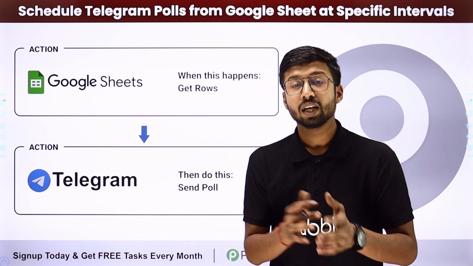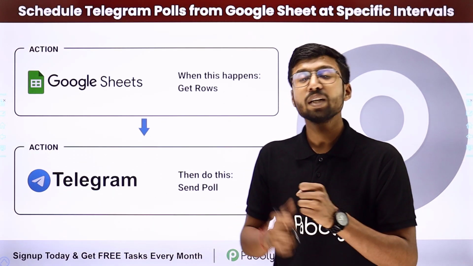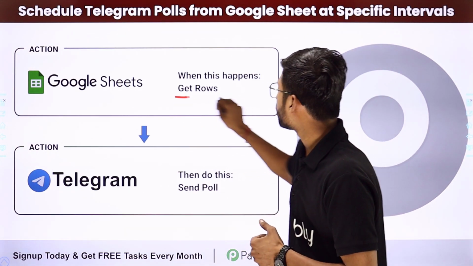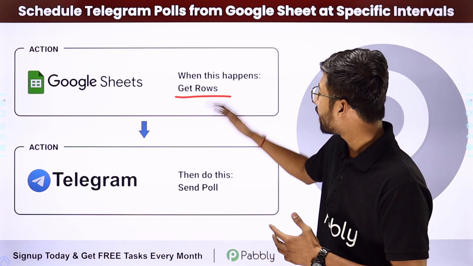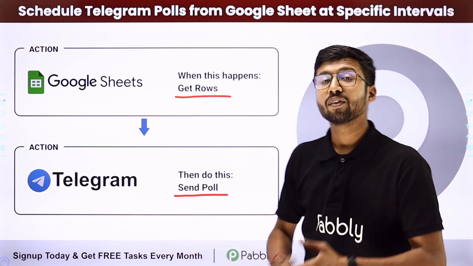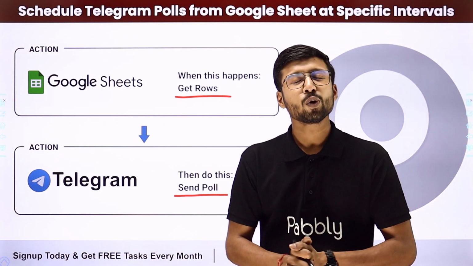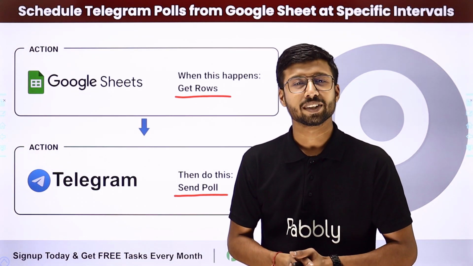So in this automation, for example, if you have a time interval of 15 minutes, so every 15 minutes, this automation workflow will run, and then it will get the data of a question or a poll from our Google Sheet, and automatically it will create a poll using those details in our Telegram group or Telegram channel and share it over there. So if you want to know how you can set up this automation, for that, you just have to come with me to my screen.